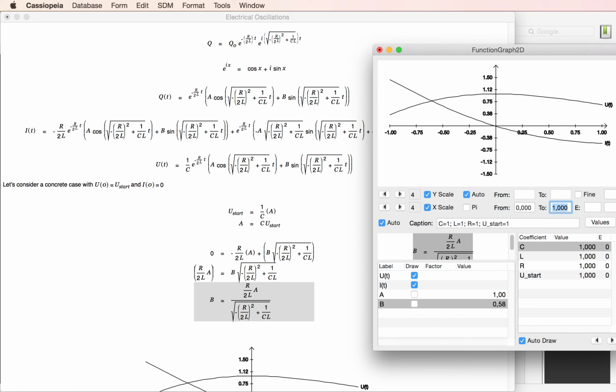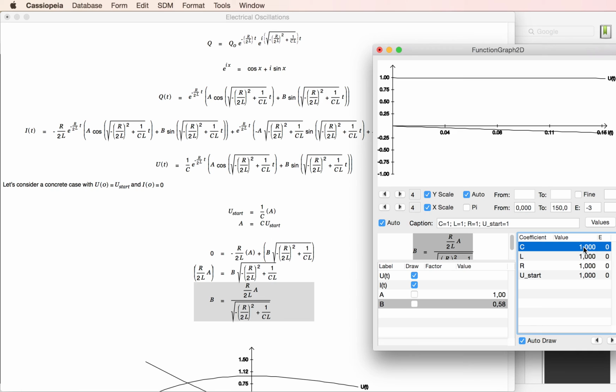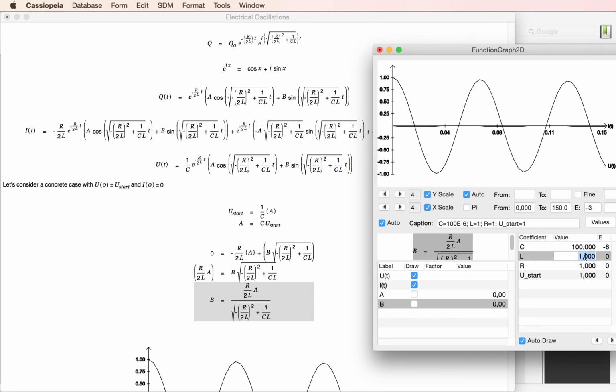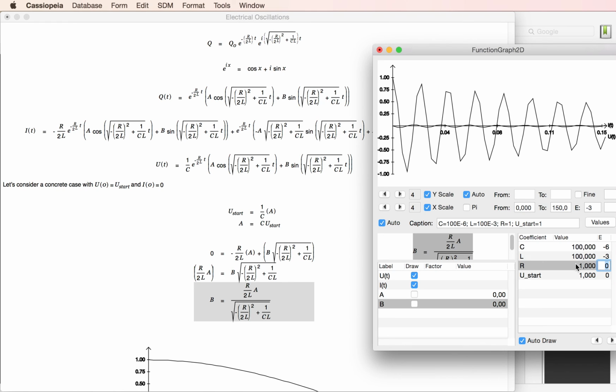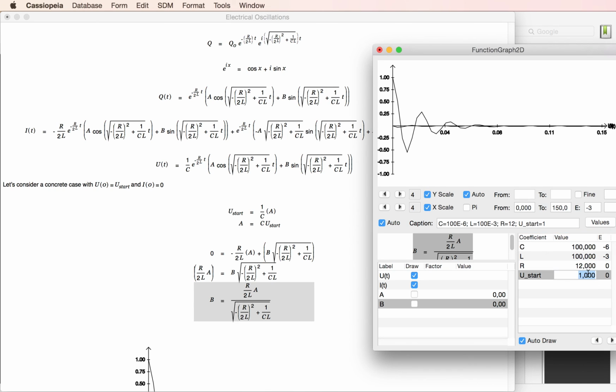Let's choose reasonable limits. A C of 100 microfarad, an L of 100 millihenry, an R of 12 ohm, and a start voltage of 12 volt. Well, a little less resistance maybe.